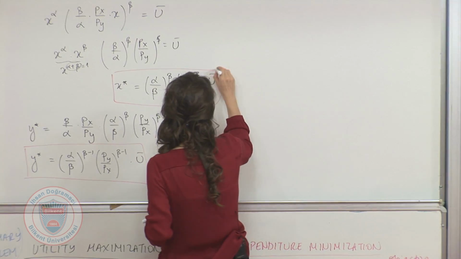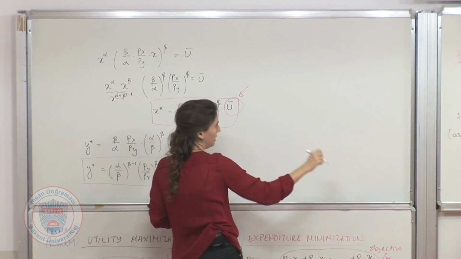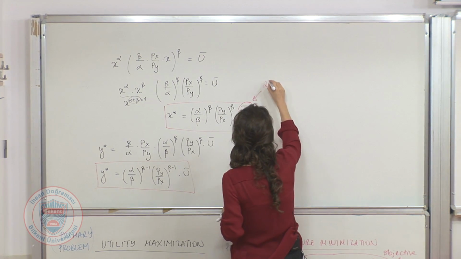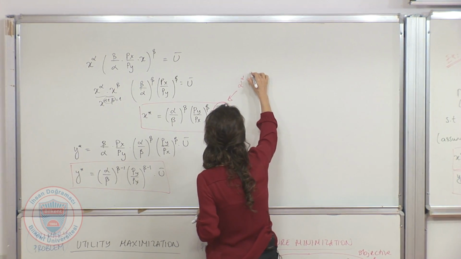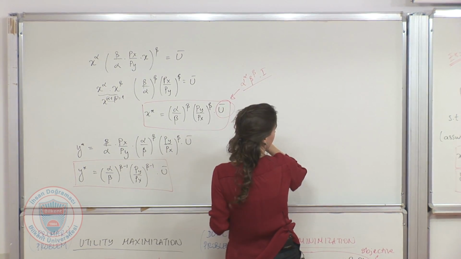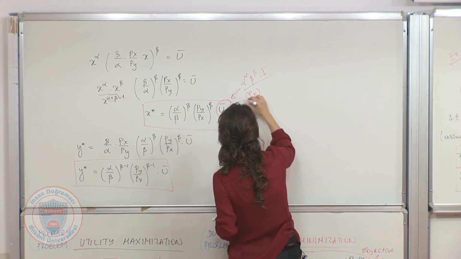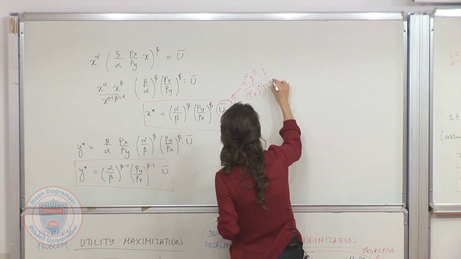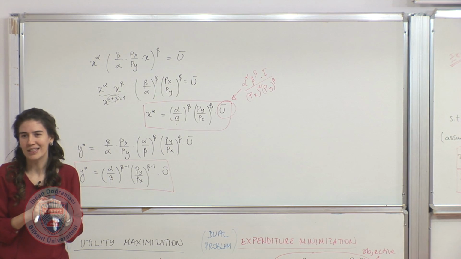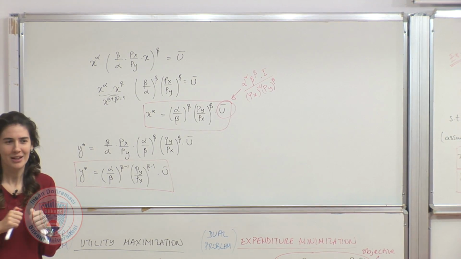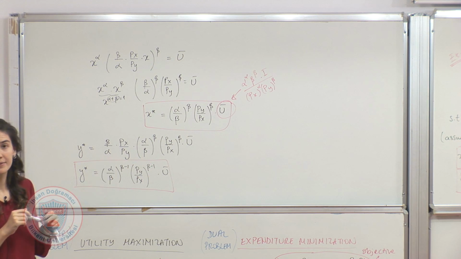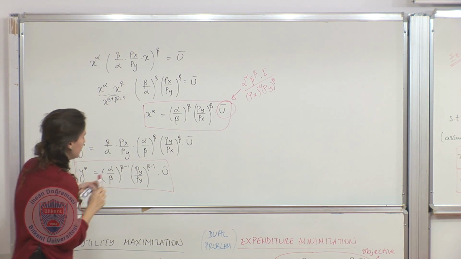So for that u bar, let me plug that in, which is alpha to the power alpha, beta to the power beta, right? Times I divided by px to the power alpha, py to the power beta, okay? So let's see, this is our only chance. Hopefully we'll get exactly the same demand, okay? So let's see whether that is the case.